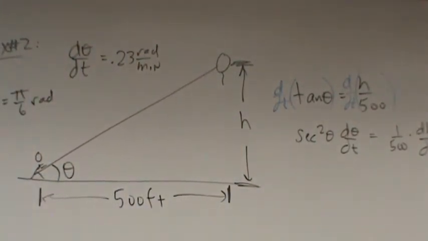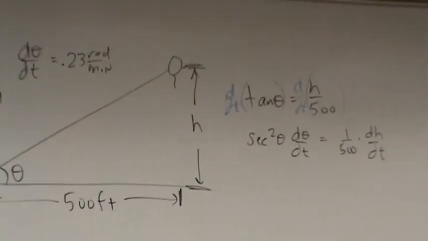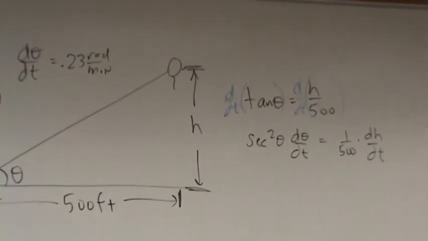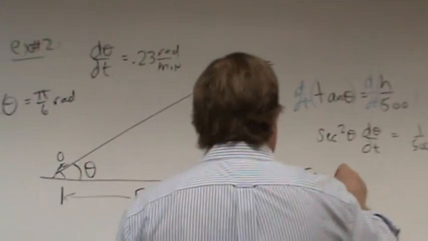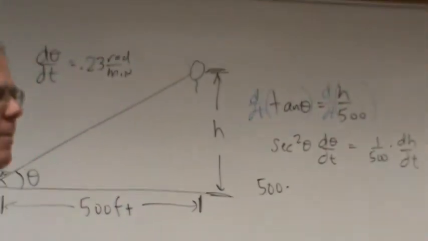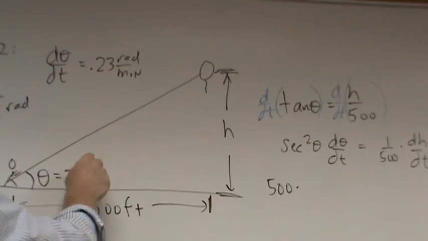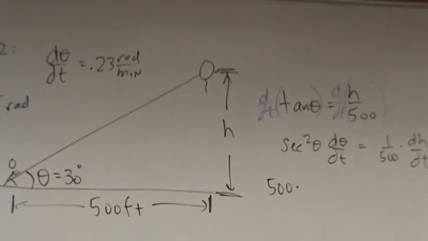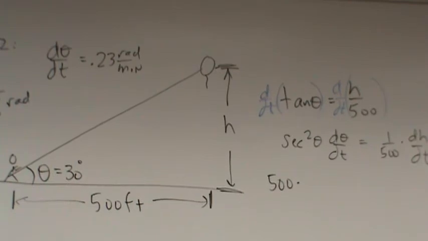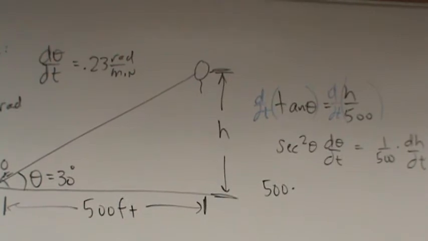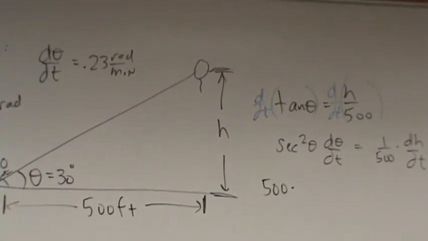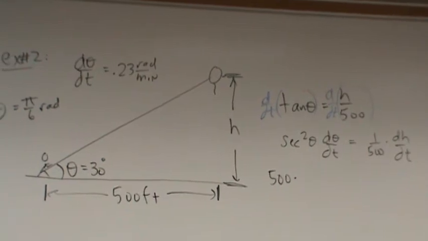They want dh dt. So I got 500 times secant squared theta. This theta is 30 degrees, right? Pi over 6. So I just need to know what the secant squared of pi over 6 is. Secant is 1 over the cosine. The cosine of pi over 6 is rad 3 over 2. So the square of that is going to be 3 over 4.